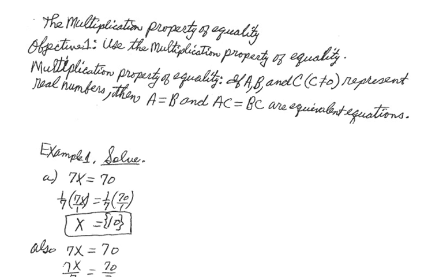The multiplication property of equality. Objective number 1. Use the multiplication property of equality. Multiplication property of equality. If A, B, and C, where C does not equal 0, represent real numbers, then A equals B and A times C equals B times C are equivalent equations.